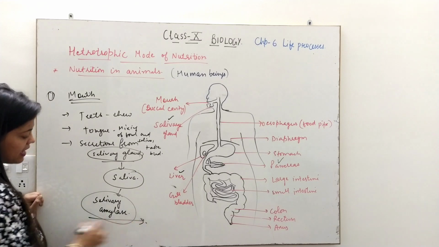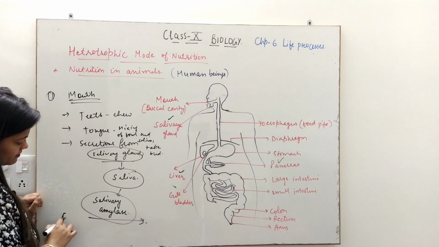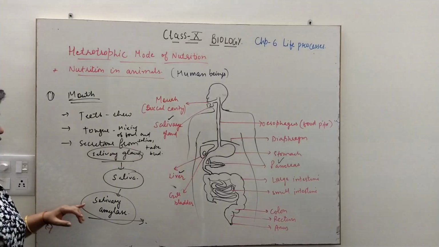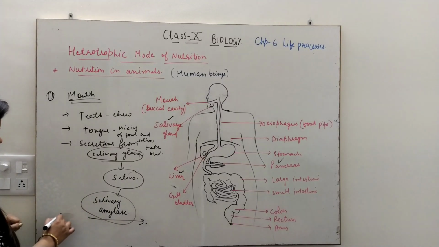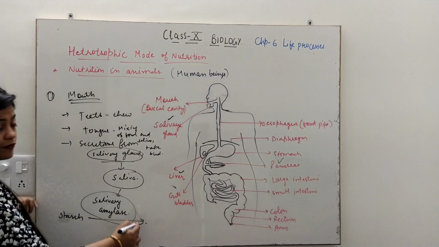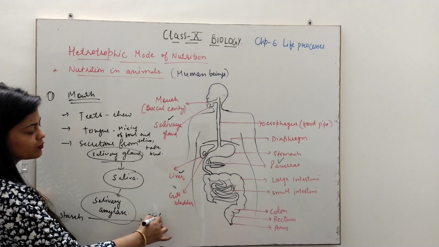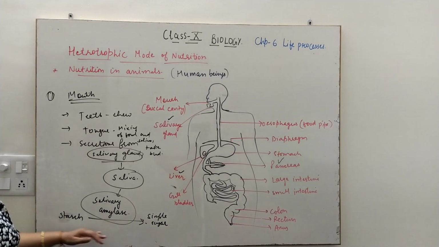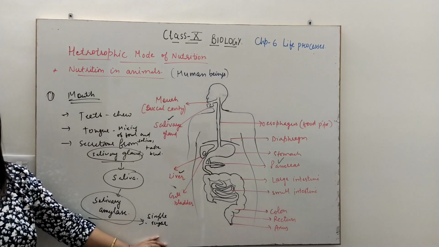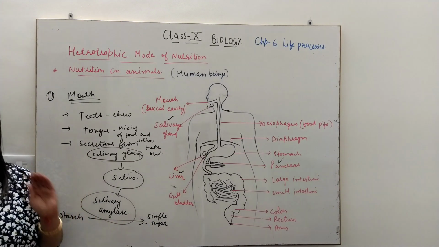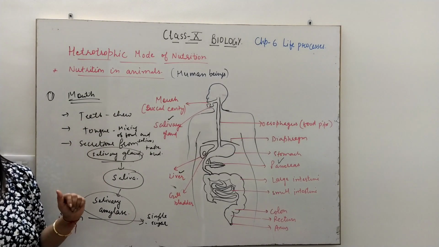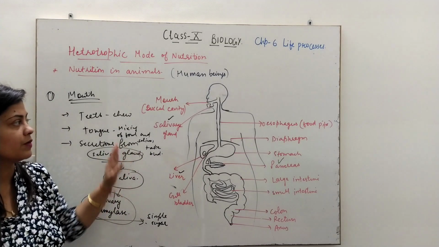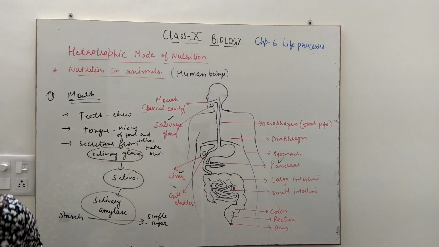This salivary amylase will help to convert starch present in the food into simple sugars, like fructose, glucose. So this starch will be converted into simple sugars. It means that digestion starts in the mouth only, in the buccal cavity only. Okay, clear? So this was all about the mouth. Now let's see the second part.